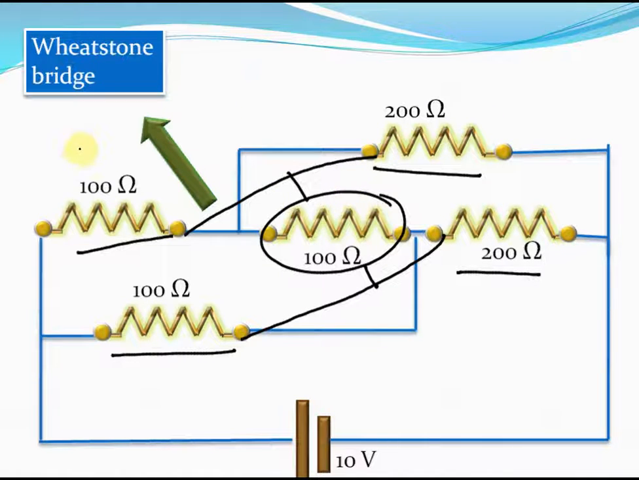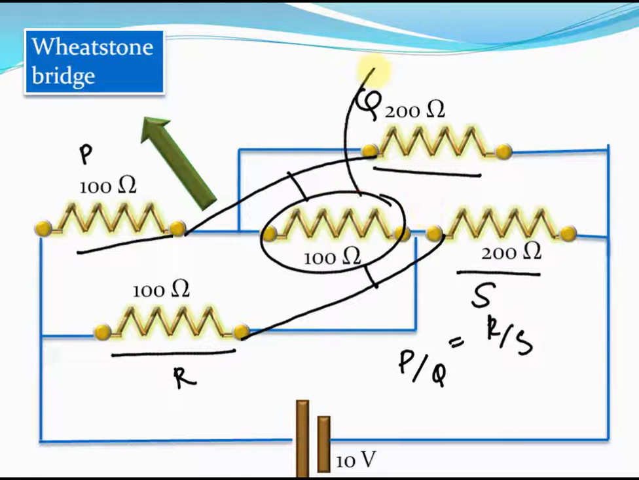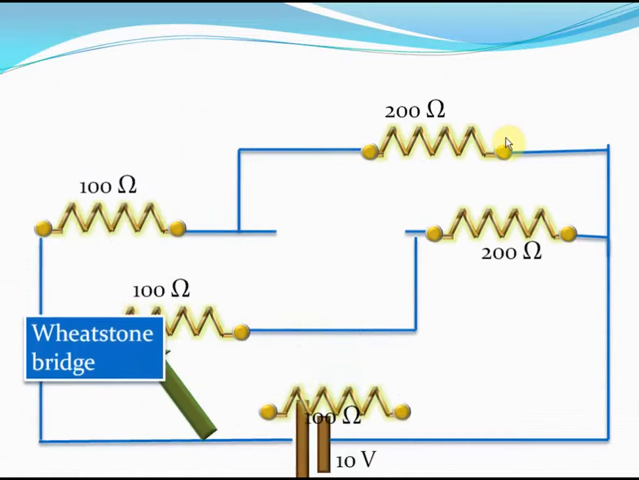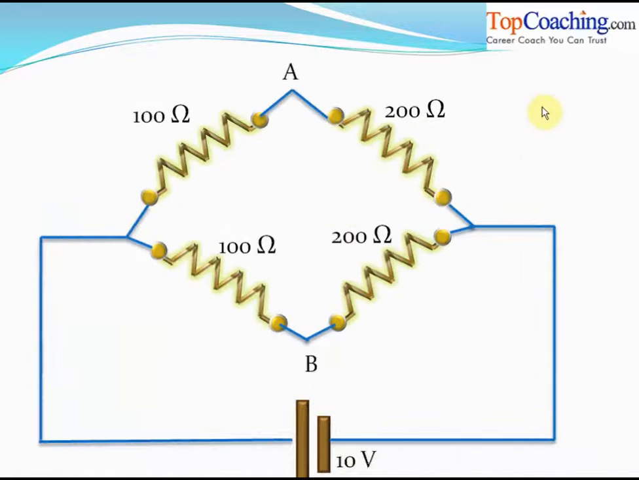And as we had said, this is P, this is Q, this is R and this is S. And we had said that P by Q should be R by S, and in this case P by Q is 1 by 2 and R by S is also 1 by 2. And that tells us that this is a balanced Wheatstone bridge. Therefore, this 100 ohm resistance can be removed because there will be no current passing through this middle wire, isn't it? How fascinating. When we remove this 100 ohm resistance, this is what we get.